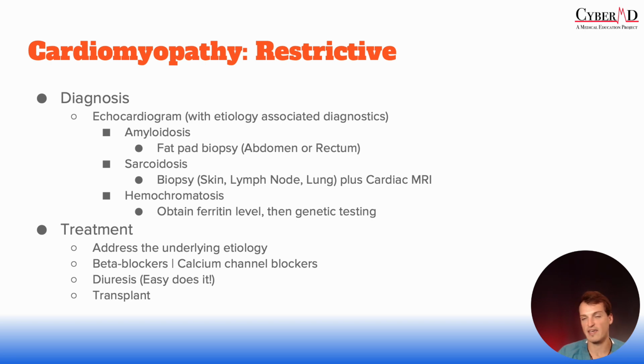Now that we've diagnosed this patient, what do we want to do about it? What are our treatment strategies? Again, we're going to address the underlying etiology. So treat that amyloidosis, the sarcoidosis, the hemochromatosis, whatever that other underlying etiology is, treat that. But then again, maintain an adequate preload. Give them that stretch they need to really increase their Frank-Starling mechanism and help them pump blood effectively and help them fill those chambers effectively.